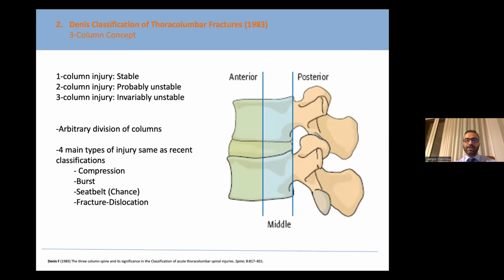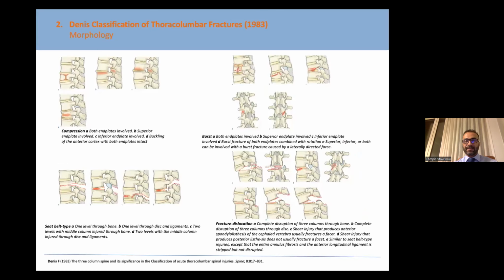As in many recent classifications, we have four major types of injury. We have the compression, burst, the seatbelt, later named Chance fracture, and the fracture dislocation. And this is the revised 1983 classification of Dennis fractures. You have in the upper left corner the compression fractures, and these have four subdivisions. So if it's only the superior plate, the inferior plate, or a split, or if it's just a vertebral body without involvement of the plates. And you have the burst fractures, which are classically compression fractures with both end plates involved, or with the whole vertebral body involved, and so on and so forth. Another subtype, 5 subtypes here.